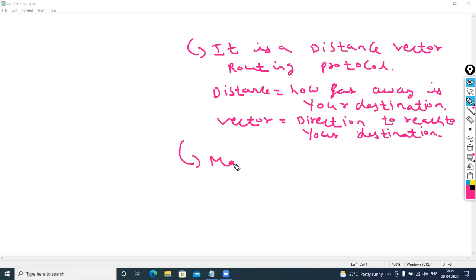So maximum hop counts EIGRP supports is 255. But by default, 100.